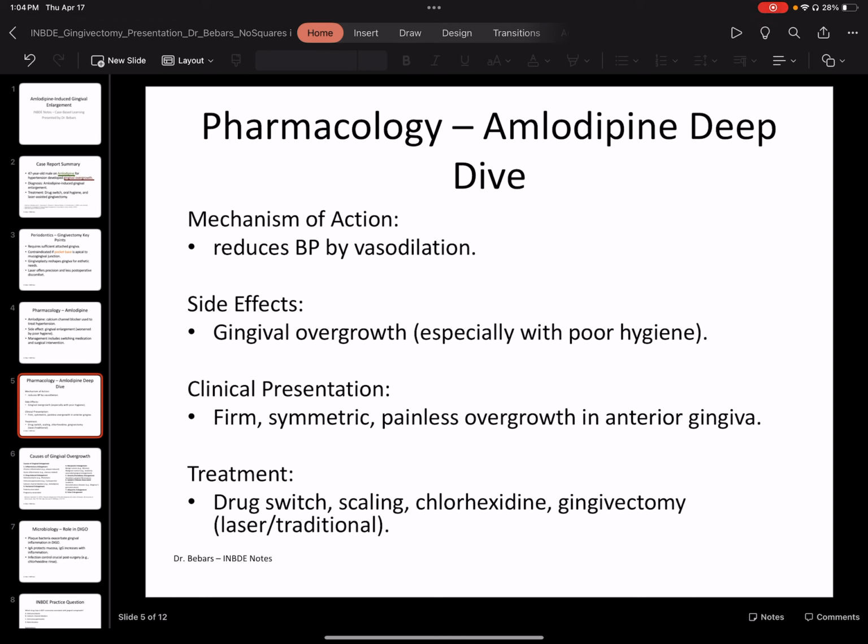Amlodipine reduces the blood pressure by vasodilation, as we mentioned. With poor oral hygiene, gingival overgrowth can be a side effect. The clinical presentation of this condition is firm, symmetric, painless overgrowth in the gingiva in the anterior region. The treatment, let's confirm, is drug switch, scaling, chlorhexidine, and gingivectomy.